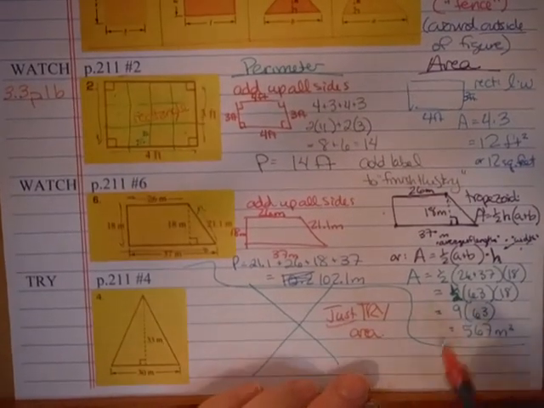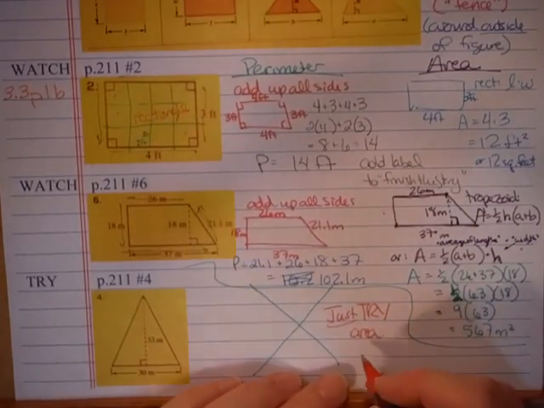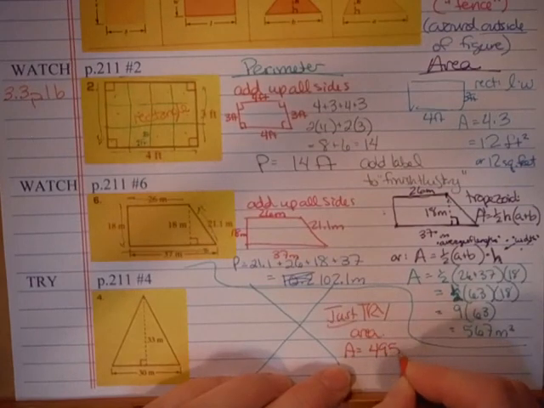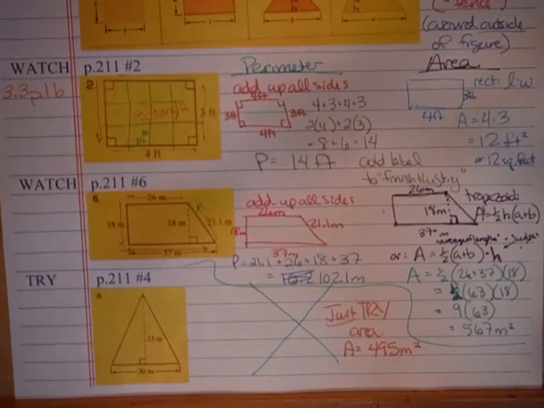Okay, this is a triangle, so you apply 1/2 times base times height to get the area, and you should end up at 495 meters squared. So that's how many square meters would fit inside of that.